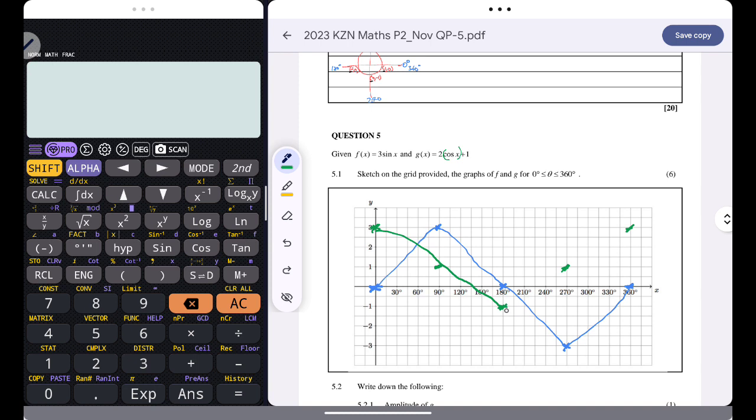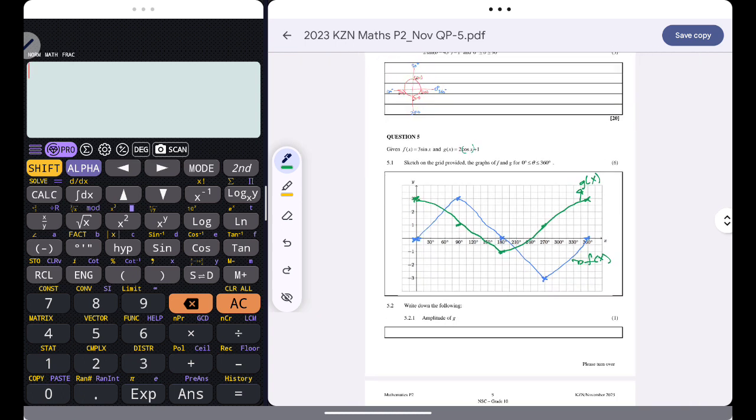Obviously guys, your drawings have to be prettier than mine, because you are good at drawing, I believe. That's how the graphs should look, né? And you must indicate that this is g of x, and this one is f of x.